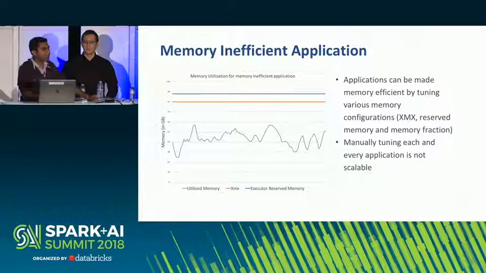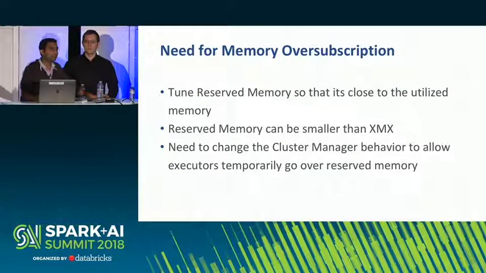Of course, for a memory inefficient application, you will be able to tune those applications. The various memory configurations are available. Fortunately, Spark has so many knobs to tune that you can tune those knobs like Xmx, your memory overhead, or memory fraction to make your Spark application more memory efficient. But tuning each and every parameter for each application is not scalable. So instead of doing that, what we resort to is oversubscribing the memory.